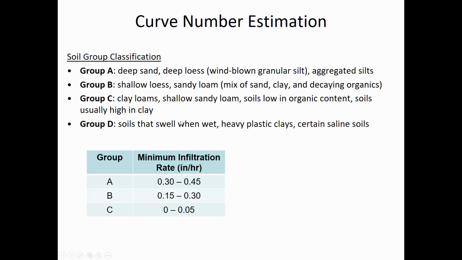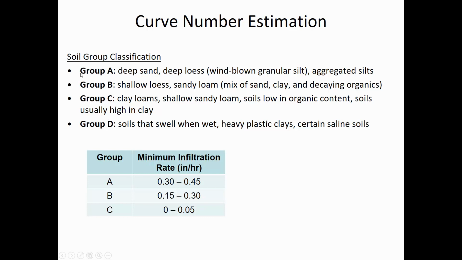What we see most of the time around here are group C soils and occasionally group B. Group A soils are pretty uncommon in Cabell County at least. You can see that group C soils have some clay in it, and there is some infiltration rate, but not a lot. It ranges starting at 0 for the minimum infiltration rate.